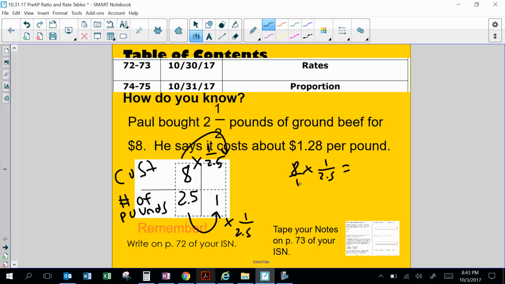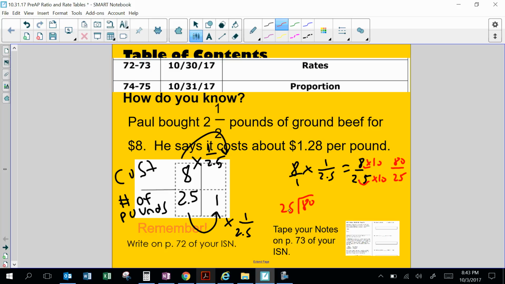Well, that would be 8 over 2.5. But I don't know about you, I don't care to work with decimals. So what power of 10 can I multiply with? It goes into a power of 10. So move the decimal 1 over. That's 25. Move this 1 over. That's 80. So what is 80 divided by 25?